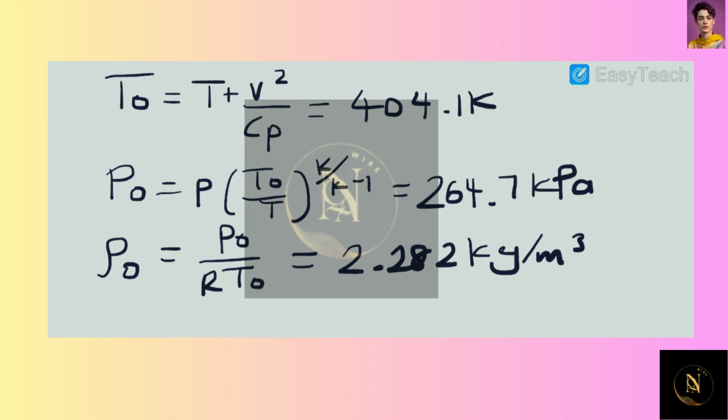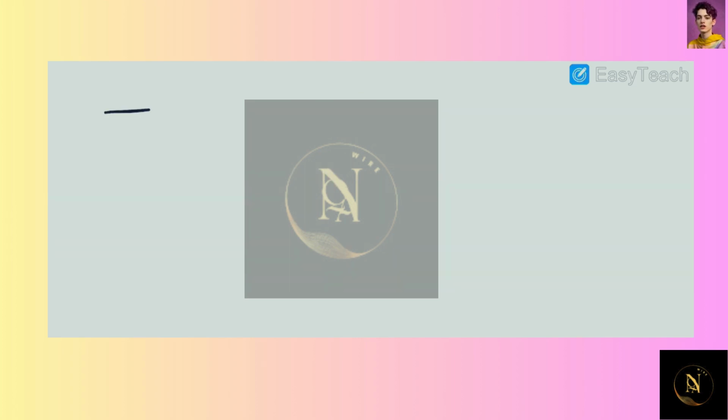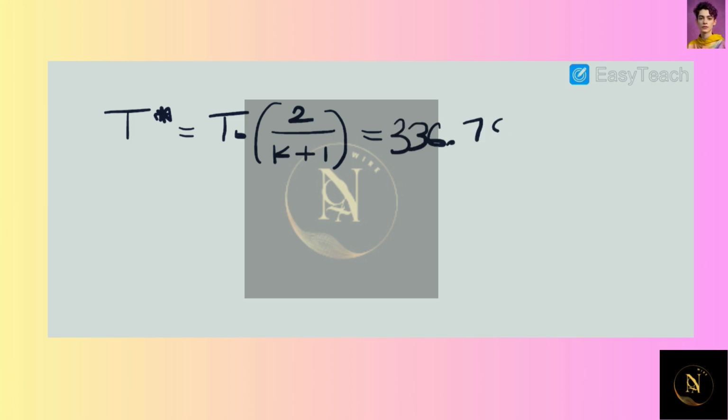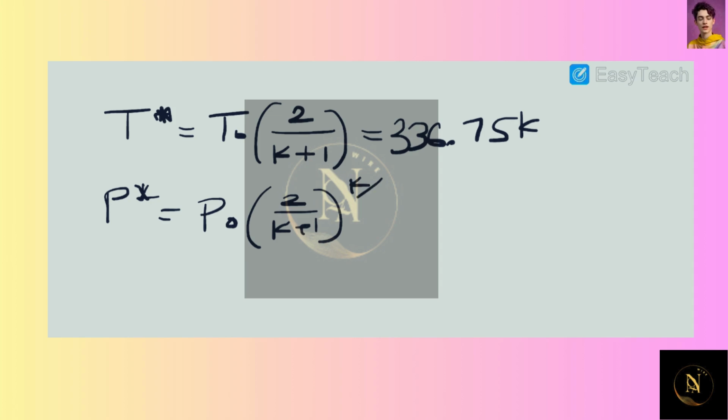Next, we can go ahead and solve for the critical properties of air. So we know that T star is equal to T0 times 2 over K plus 1, and this gives us 336.75 Kelvin. We know that P star is equal to P0 times 2 over K plus 1 raised to the K over K minus 1, and this is equal to 140 kPa.